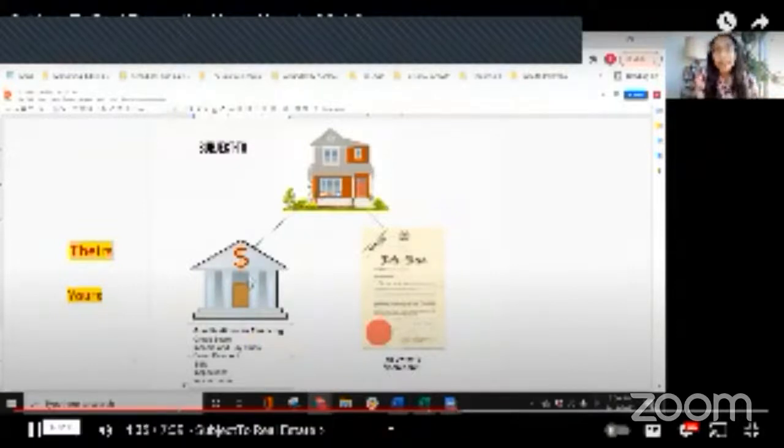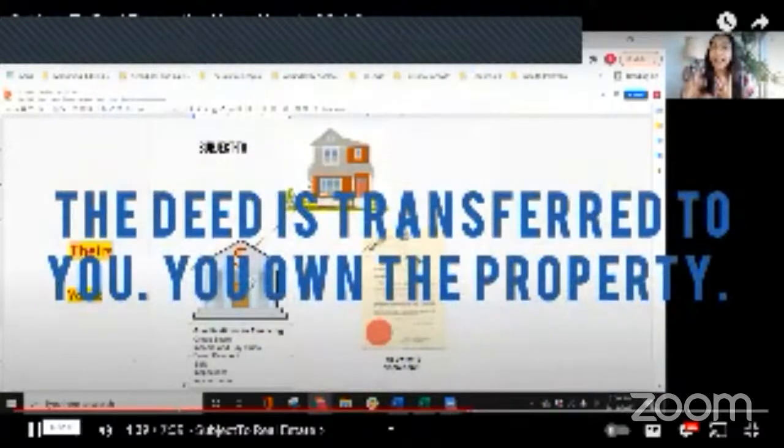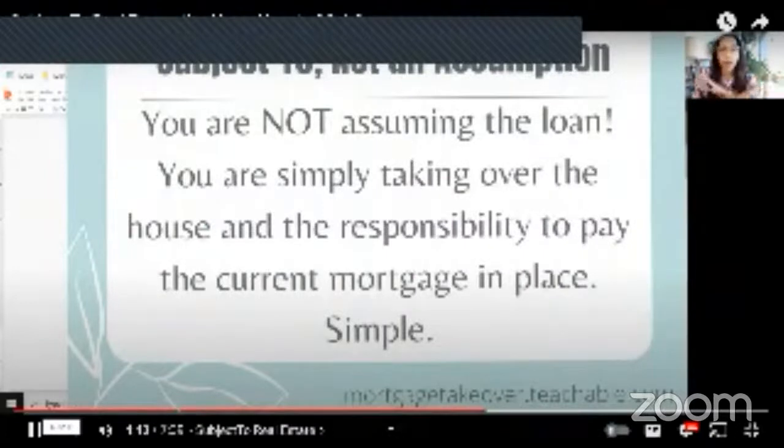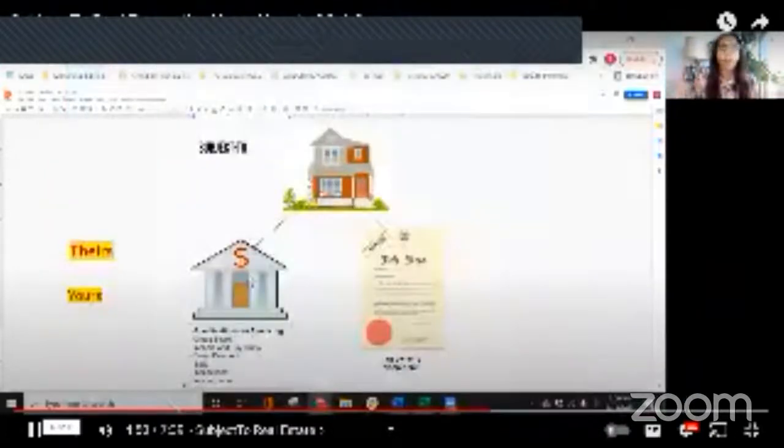Why is it the moral responsibility? Well, because this loan stays in my name. Remember, the deed, we'll get to that next, will go to me, but the loan will not be able to be transferred to me unless we're doing an assumption, which we have a video on. We're not. I don't want to qualify for the loan. I don't want my name or my credit score or anything on anybody's loan.